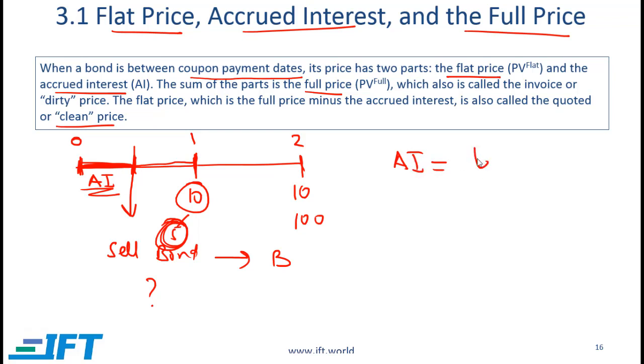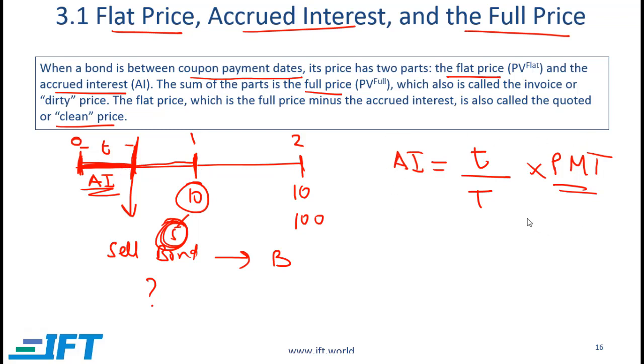It is shown as t divided by big T into payment. In my example, payment is this coupon payment which is 10. T or small t is the time since the last coupon payment till settlement date. This here is settlement date, and big T represents the total time between coupon payments. Notice that small t over big T simply represents the fraction of time that you held the bond.